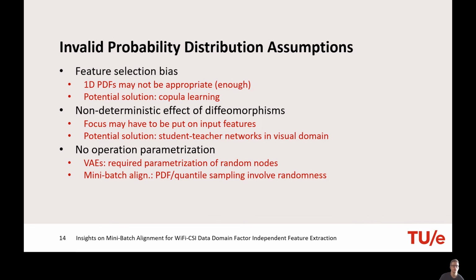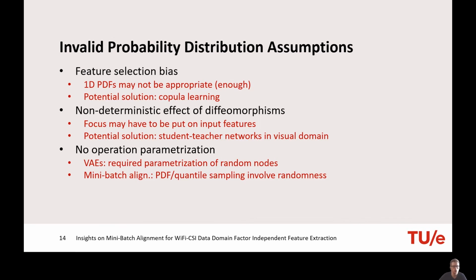Secondly, we have noticed that diffeomorphisms, especially in later stages of the deep learning network, have a non-deterministic effect due to deep learning models essentially being black boxes. And so more focus may have to be put on input features rather than intermediate representation features. A potential solution to this could be teacher-student networks that were envisioned in the visual domain that already do this.